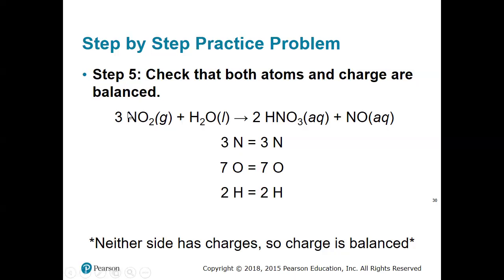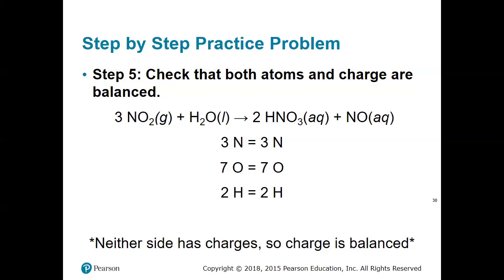So I got 3 nitrogens over here. I got 2 plus 1, that's 3 nitrogens over here, that balances. 3 times 2 is 6, plus 1 more is 7. So I got 7 oxygens here. 2 times 3 is 6, plus 1 is 7. So those are balanced. 2 hydrogens, 2 times 1 is 2. All my elements are balanced. I'm in good shape.